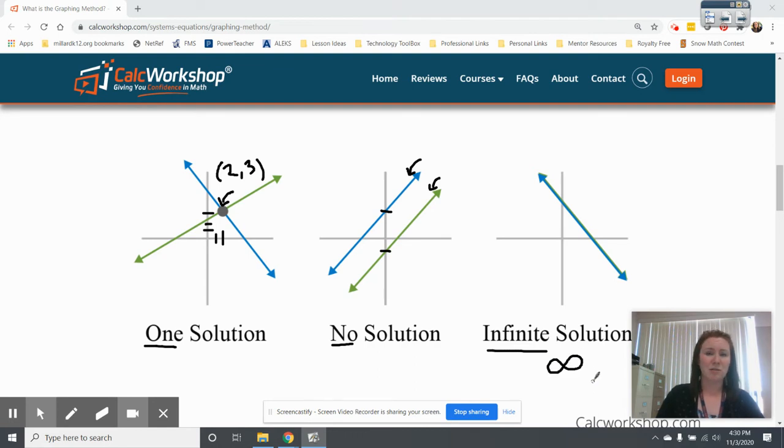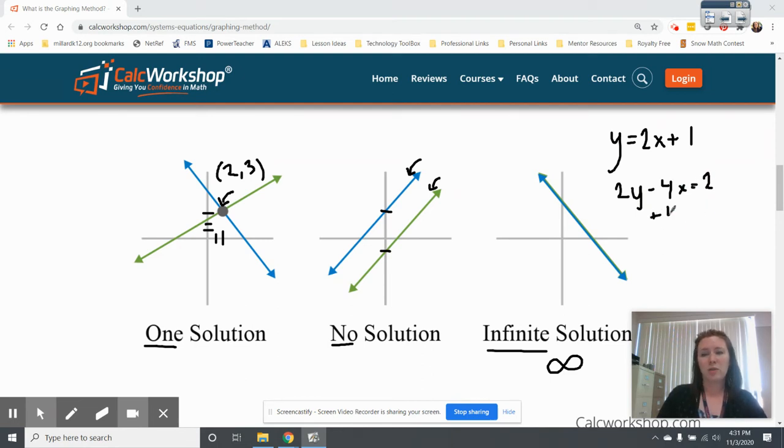Sometimes I just draw the infinity symbol. It's easier than trying to spell infinitely many solutions. What that means is you've graphed two lines and it ends up being the exact same line. And you think, well, why would you just do that? Well, it could be something like maybe I gave you y equals 2x plus 1 to graph, but I also gave you 2y minus 4x equals 2 to graph.